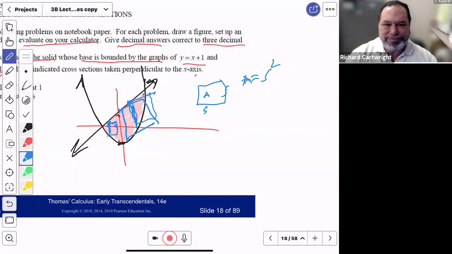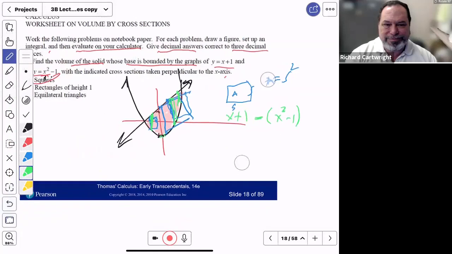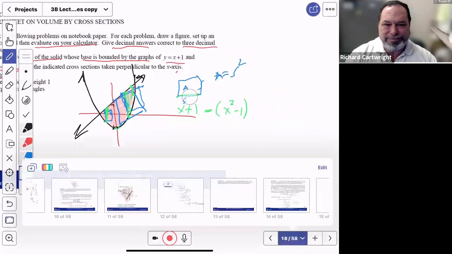So I look here, how am I going to get how long that side is? How long is it from here to here? And how would I get it? Top function minus bottom function. Top function minus bottom function. That's the length. So the length of the square has to always be the top function, which is x plus 1, minus the bottom function, which is x squared minus 1, I believe. Yes. There's the length every single time.